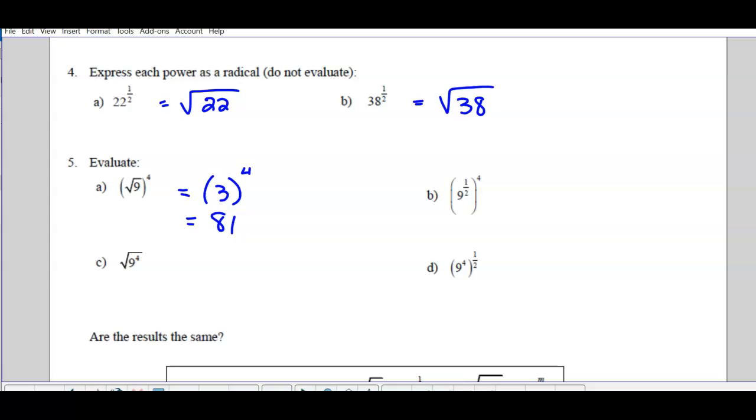This one, I'm going to use my power of a power. I could also think about it as just raising to the 1/2 being like the square root of 9, so it's back to back, same as part A. Or we can show this as 9 to the 1/2 times 4, which is 2. Well, 9 squared is 81. The same thing.